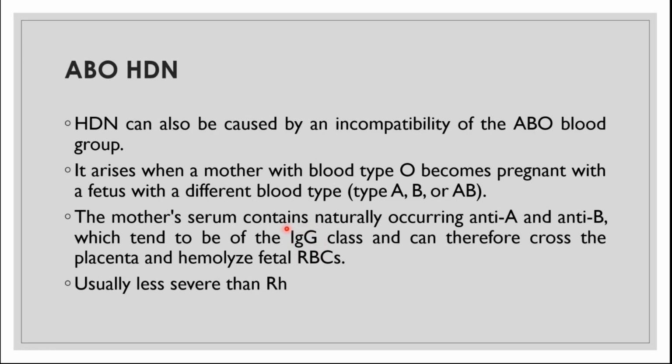Kenapa IgG ni boleh cross the placenta? Sebab kalau untuk immunoglobulin, size dia dibentuk Y tu, single unit sahaja. Kalau IgM dia pentamer, combine together dia besar, so dia tak dapat nak cross the placenta. IgG dia boleh cross the placenta. Usually less severe than this.